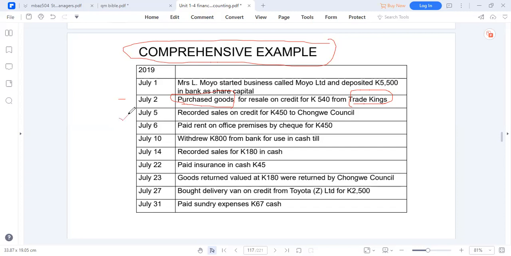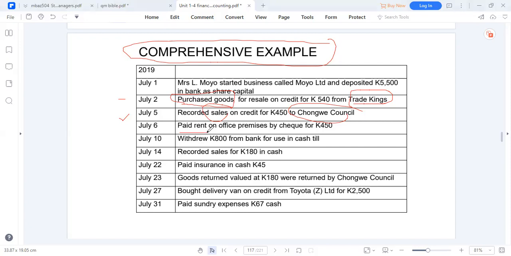Okay. So January 5, what two transactions do we have here? Identify the two elements. Recorded sales on credit to Chongwe. The sales account and Chongwe. Good. So sales, according to PAIRS, has what balance? Credit, correct. Then who's Chongwe? Chongwe is a debtor, all right? So all debtors have a debit balance.